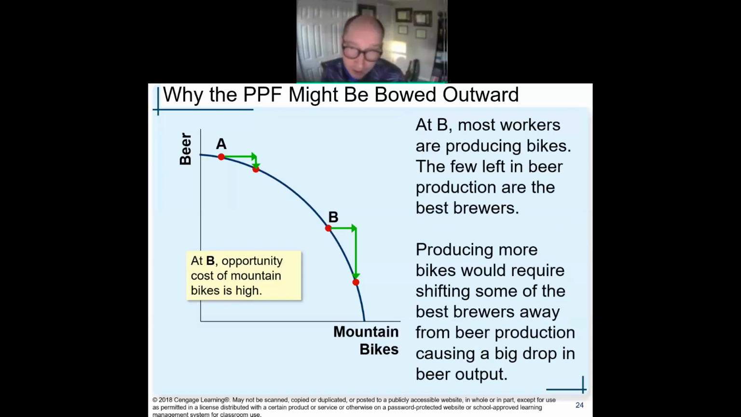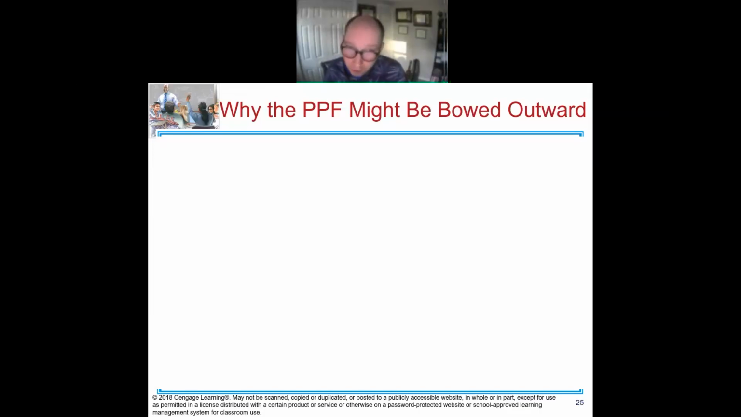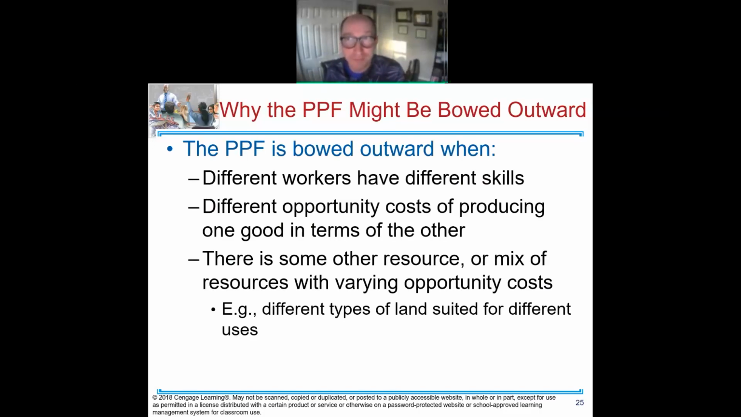At point B, the opportunity cost is much greater because the slope of the gradient is much steeper. Producing more mountain bikes would require a shift of employees or hours from the beer production. I don't know why you would put those two examples. But we can see that different workers have different skills. That's what that bowed outward curve represents.